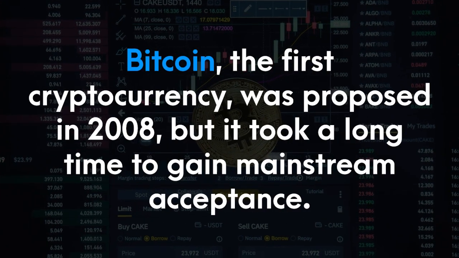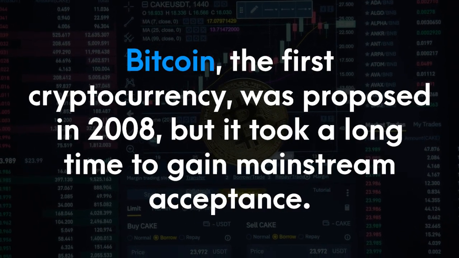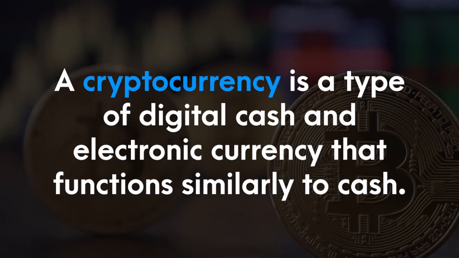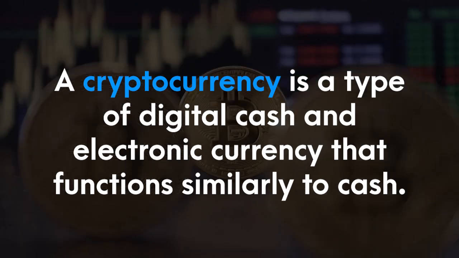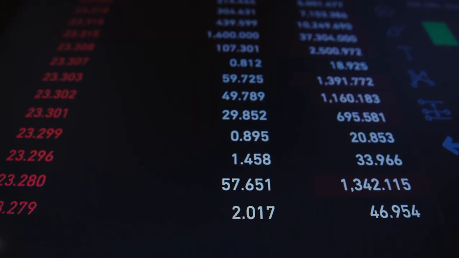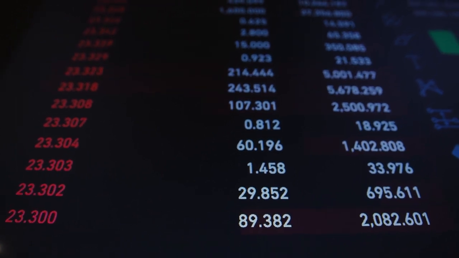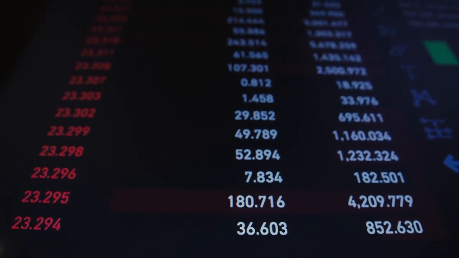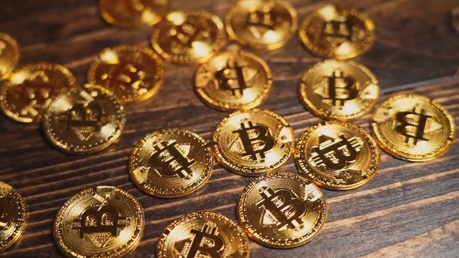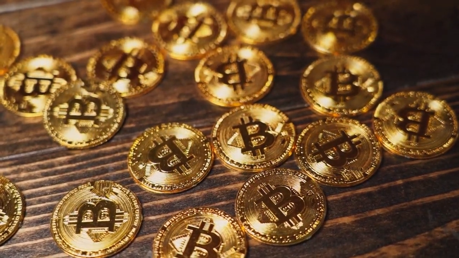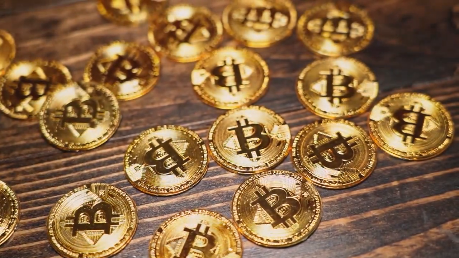Bitcoin, the first cryptocurrency, was proposed in 2008, but it took a long time to gain mainstream acceptance. Cryptocurrency is a type of digital cash and electronic currency that functions similarly to cash. Because of the sophisticated encryption that prohibits manipulation, these currencies may be used to purchase services and products that technology has seen a growth in. The primary innovative component of cryptocurrencies, however, isn't the money itself, but the underlying process of how records are preserved. This is where blockchain comes into play.